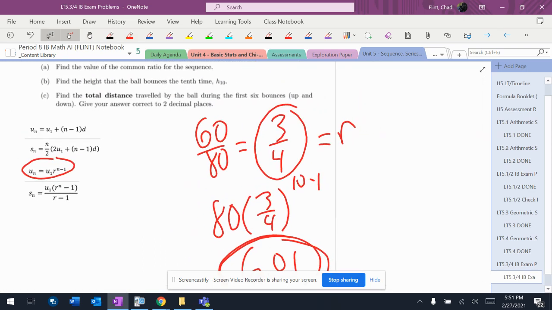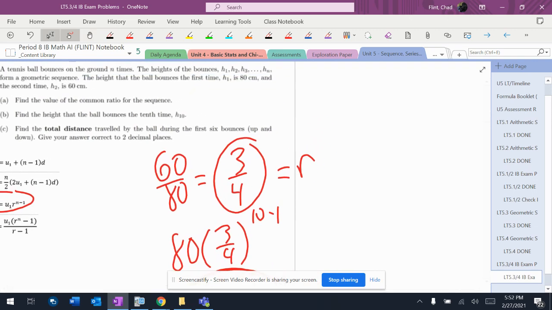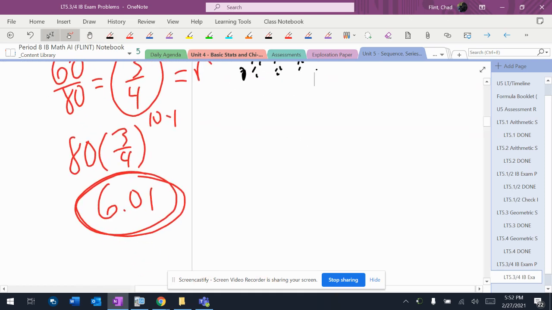Now find the total distance traveled by the ball during the first 6 bounces, up and down. So now this, you've really got to think about. The total distance that it bounces is going to be, it bounces 80, then it bounces 60. It says the height the ball bounces the first time is 80. So it goes up 80, and this isn't a typical IB question. It goes up 80 and then down 80, and then up 60 and then down 60, and then up whatever and down whatever. So we have to count everything twice. So we're going to have to find the sum of the first 6 bounces.